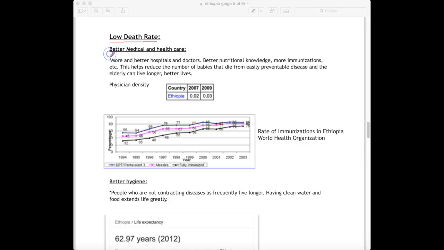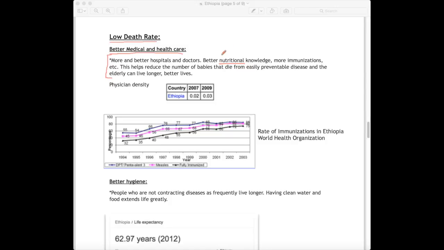One of the first causes is better medical and health care, right? Again, here is our textbook definition of why this helps. You might have more hospitals or better quality hospitals and doctors, more technology in those hospitals that are able to treat more diseases and treat them more effectively. Healthcare might be better nutritional knowledge for babies, for example, what kind of foods babies need to eat.